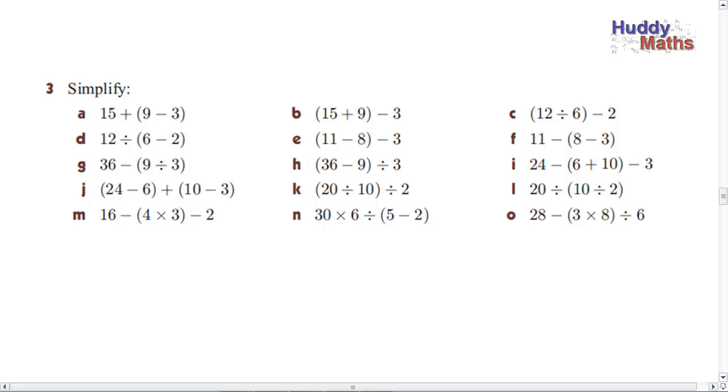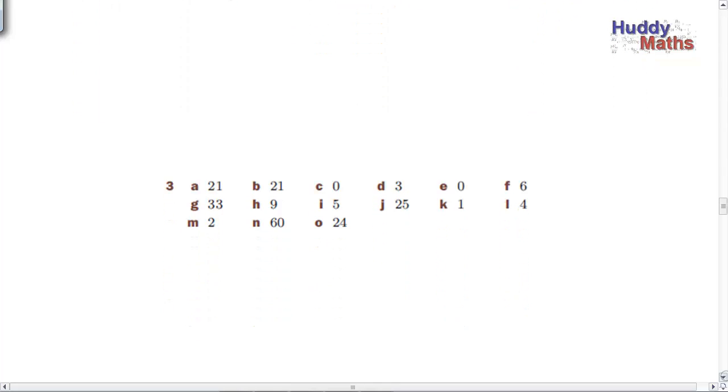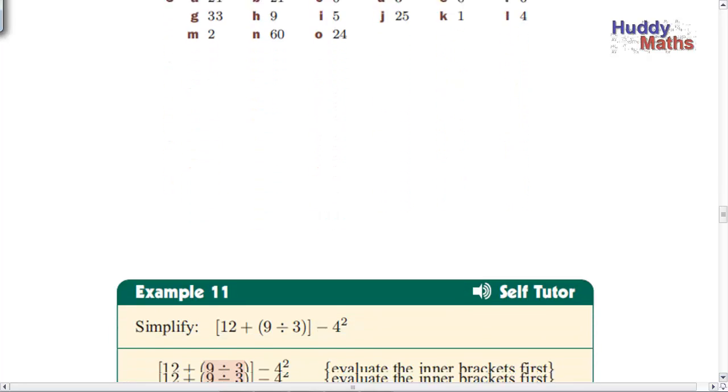All right, pause the presentation, have a go, and I'll show you the answers. So as you do a couple, toggle forward and just check you're getting them correct. Okay, so there's some answers there for you. Okay, did you get them? Check. BEDMAS. Okay, let's go on and see what we can do.